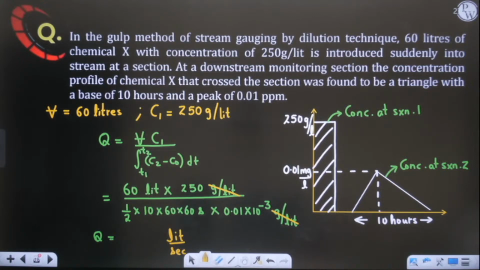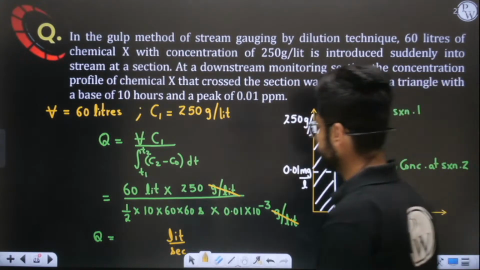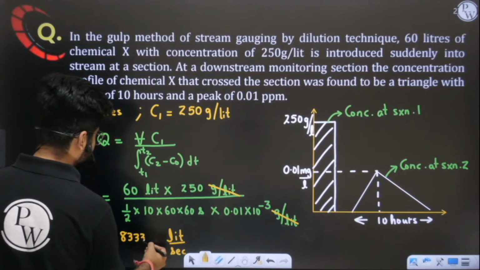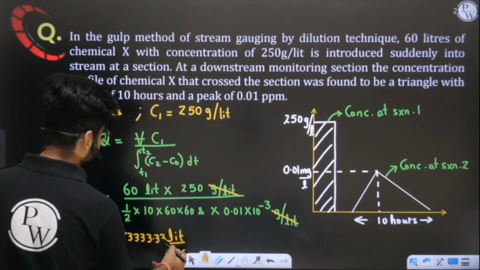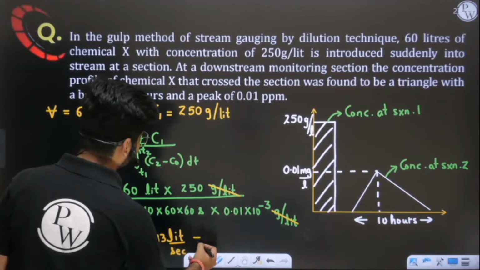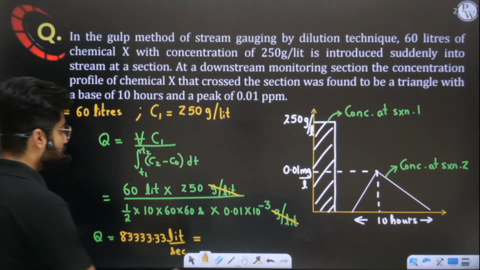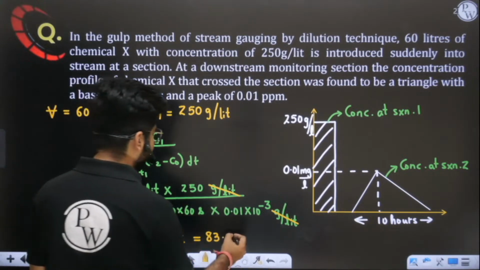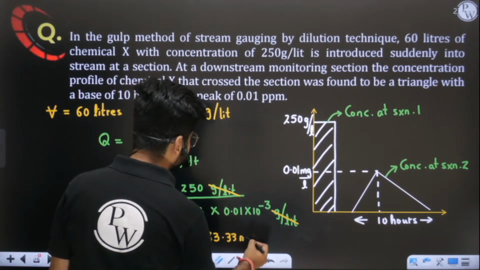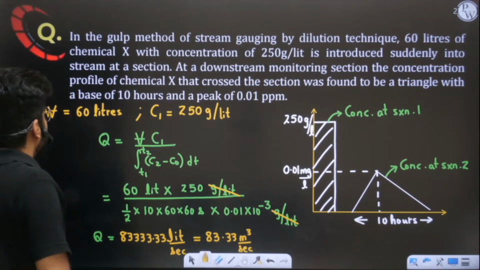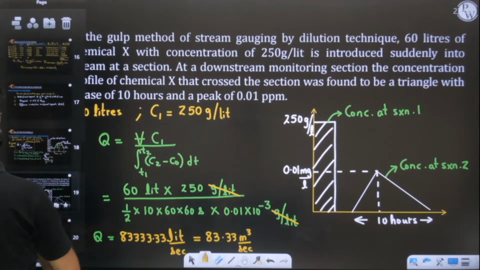Yes, we are getting this as 8333.33 liters. This is a huge amount of volume. If you want to convert into meter cube, you will divide this by 1000. You will get it as 83.33 meter cube per second. So this is how we find discharge using your gulp method.